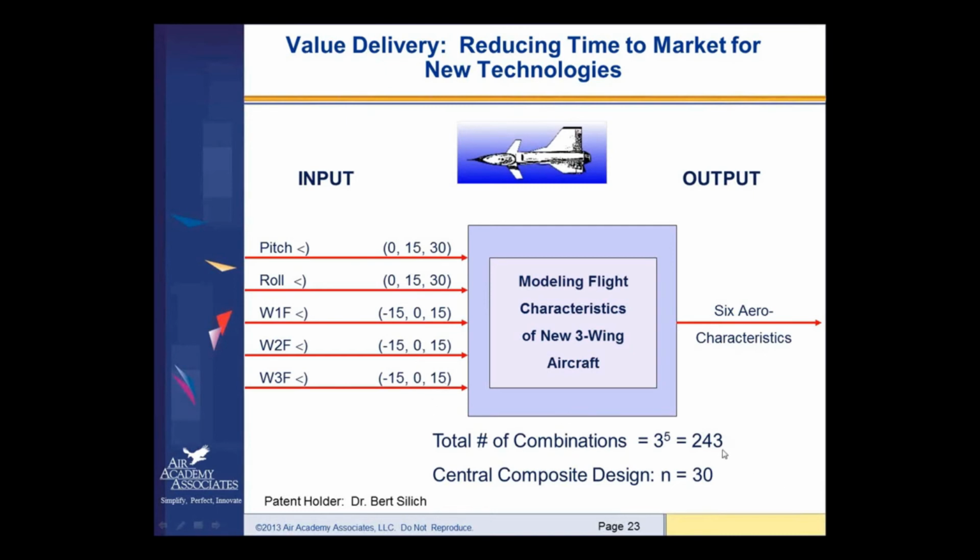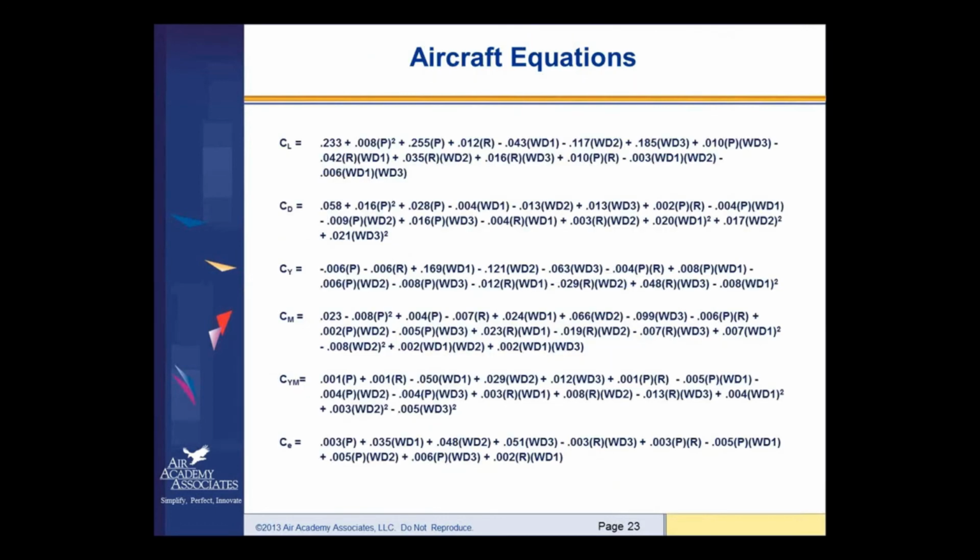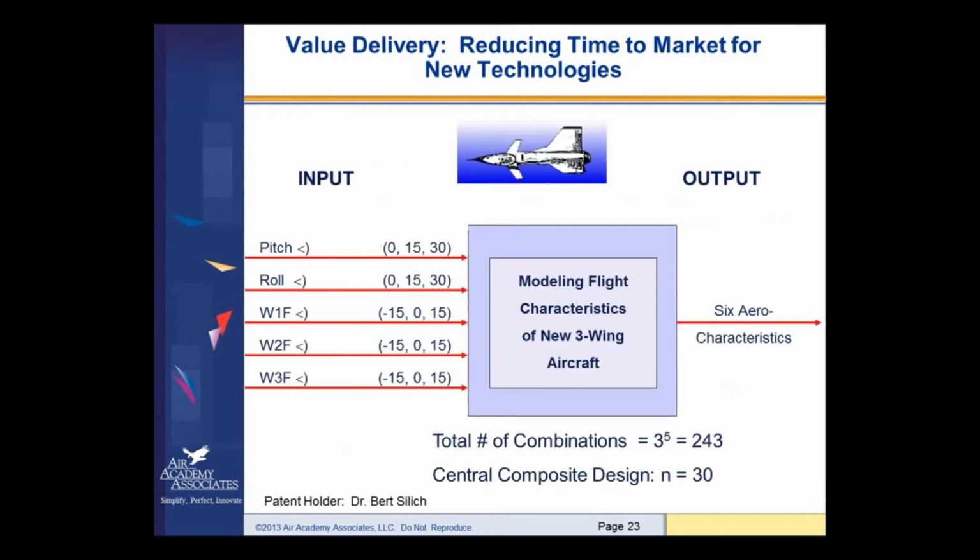3 to the 5th power if you were to do a full factorial design, 243 test combinations. Well, we're never going to be able to afford that. So Bert did a central composite design, which is actually 30 test points that gives him almost everything from an evaluation and analysis point of view that the full factorial would give. So it's a really good trade-off design, and Bert generated these 6 equations. These are models or transfer functions for coefficient of lift, coefficient of drag. Those are his 6 aircraft equations that he generated.